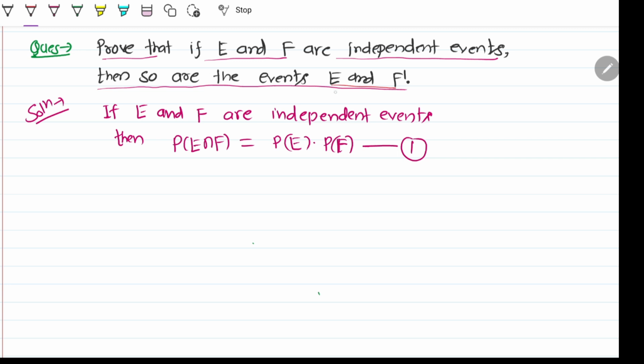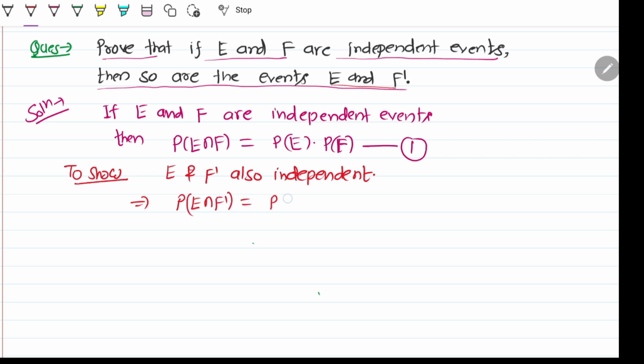Now we want to show that events E and F dash are also independent. That means what to prove? To show E and F dash are also independent, it implies we can show this: P of E intersection F dash same as PE into PF dash. Okay, this we want to prove.